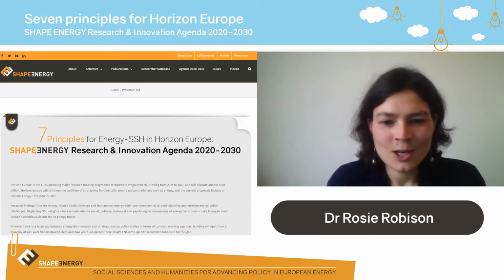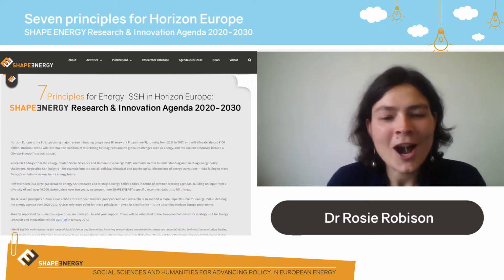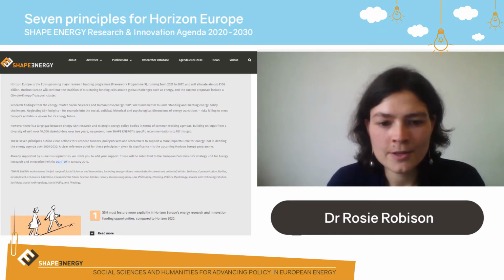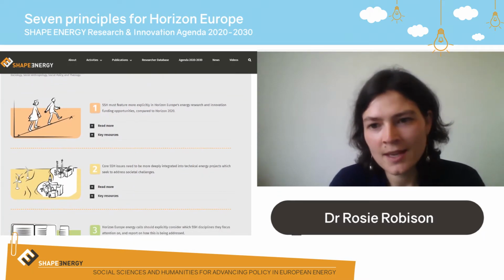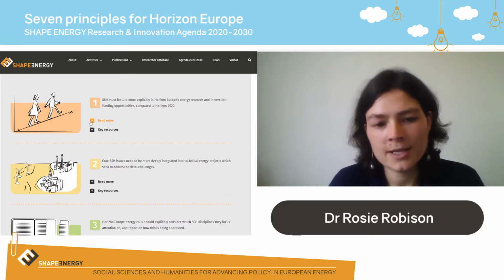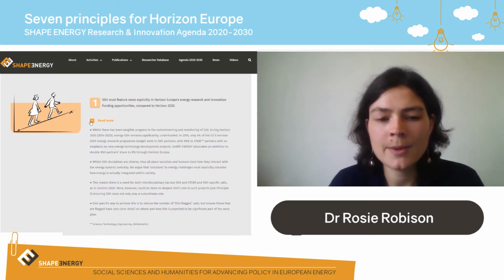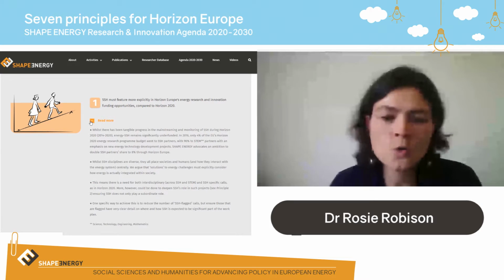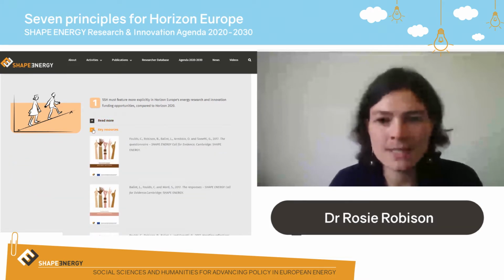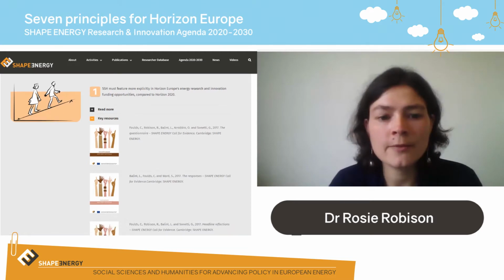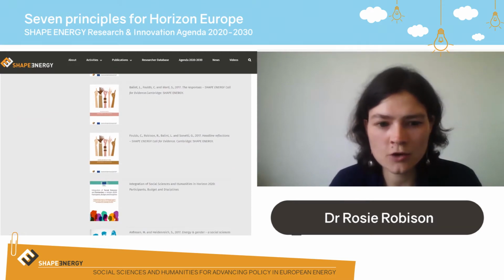So we're now going to conclude the webinar just by highlighting one of the final outputs of the platform, which is our research and innovation agenda. This is a set of 7 principles which we have put together based on findings from across the whole suite of activities from the platform. And we've particularly aimed it at looking at future framework programs like Horizon Europe.